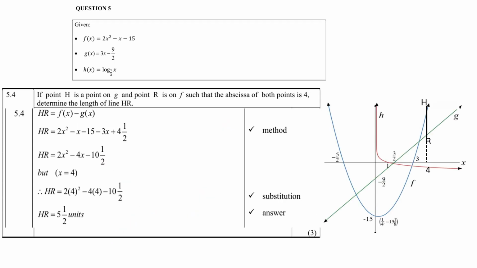Right, 5.4. If point H is a point on g, which of course is a straight line, and R is on the f, which is the parabola, such that the abscissa of both points is 4. Now, by abscissa, we mean both points intercept the x-axis. So they both share the same 4.